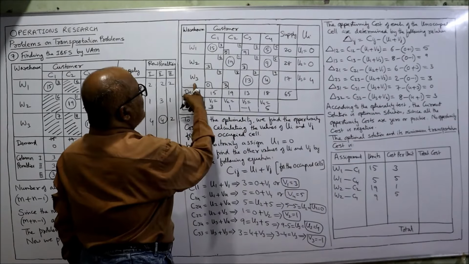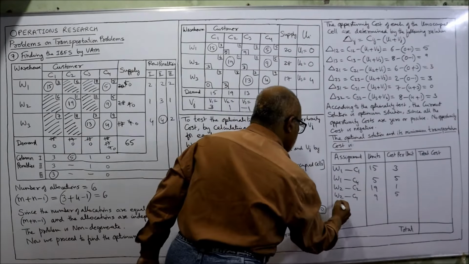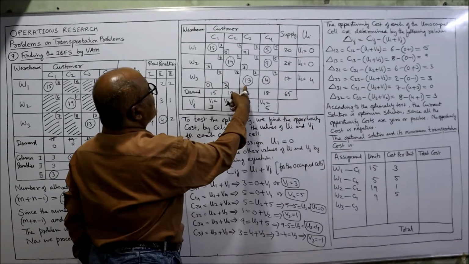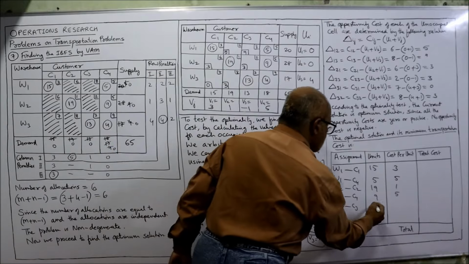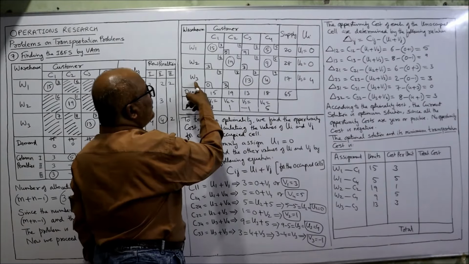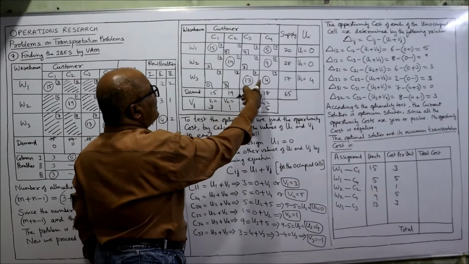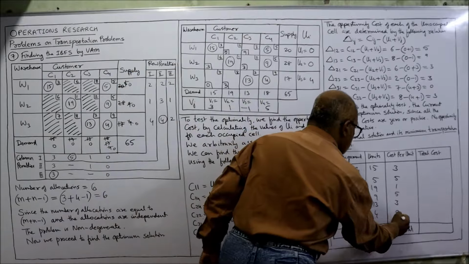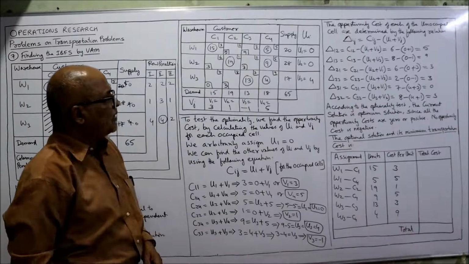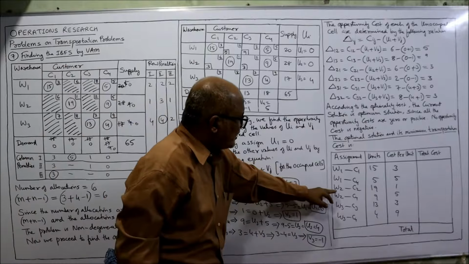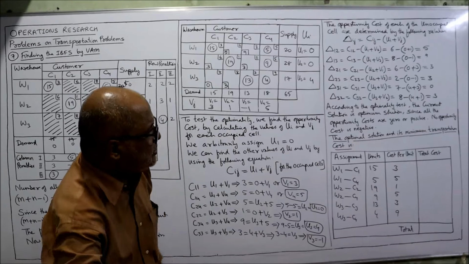Then W3 to C3. How many units? 13 units, 3 rupees. Last one, W3 to C4. 4 units, 9 rupees. That's all. How many allocations? 1, 2, 3, 4, 5, 6. 6 allocations we have taken.